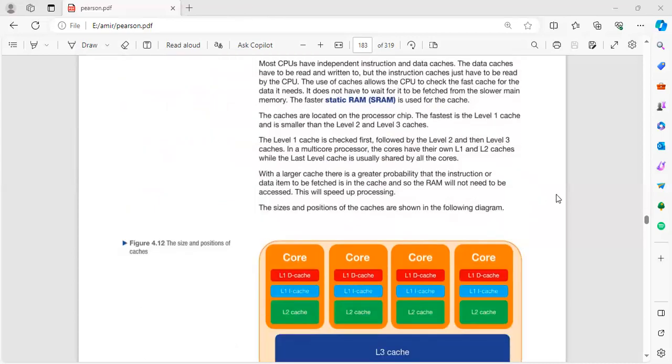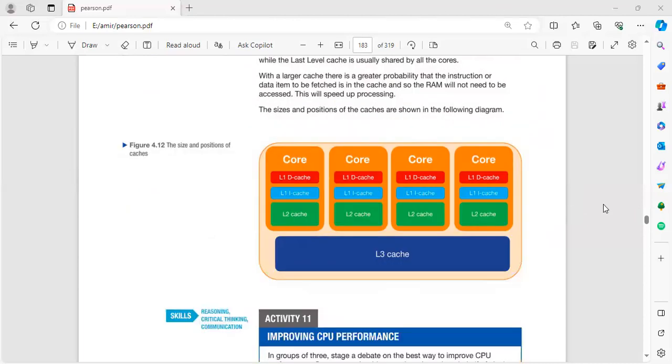Now the caches are located on the processor chip. This one we discussed. Here you can see these are caches: level 1 cache, level 2 cache, level 1 D cache. Each core has its own cache. The level 3 is outside the core.